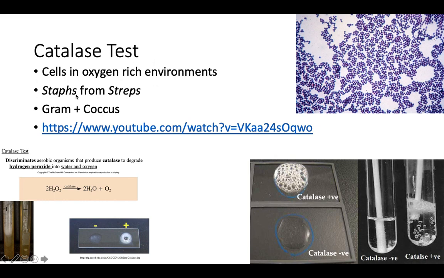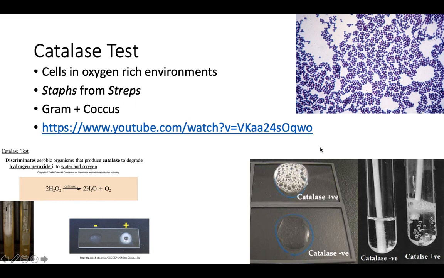Staphylococcus species can survive in the presence of hydrogen peroxide for a little while, until they run out of catalase. So how do you tell them apart, and how does this test work? So the background: staphs can survive in hydrogen peroxide. Streptococcus species cannot.